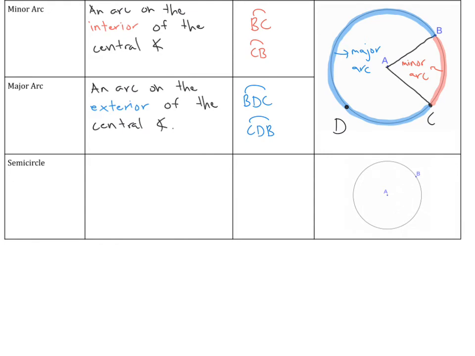All right, the last type of arc here is a semicircle. Now, some of you may or may not have used this word before. I think that a lot of us have, though. A semicircle is just a part of the circle. But to be more specific, it is half of the circle, right? Or a half circle, as many people like to say. So, the true definition, though, is that this is an arc with endpoints on the diameter.